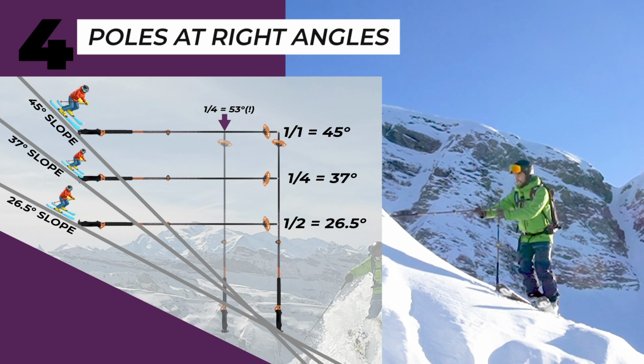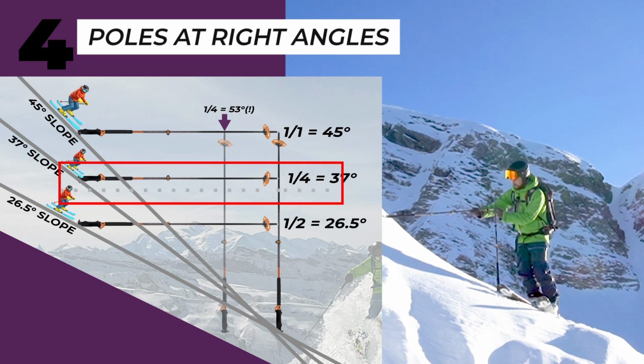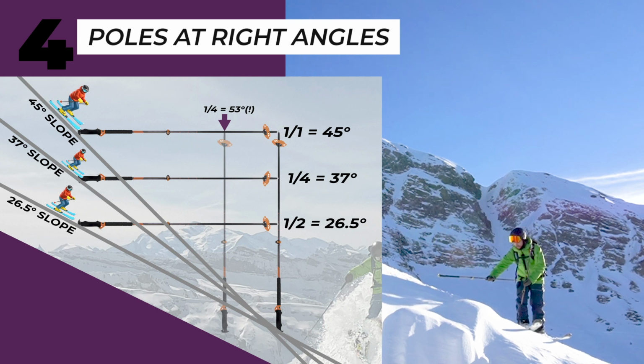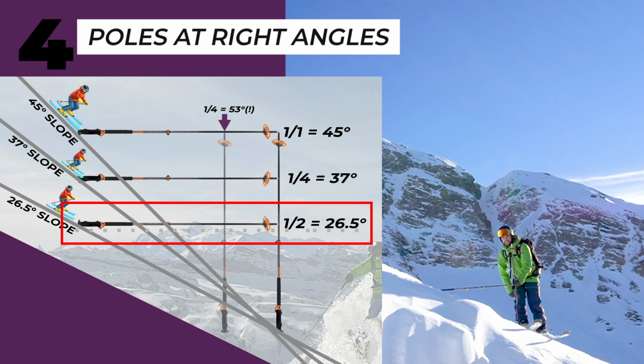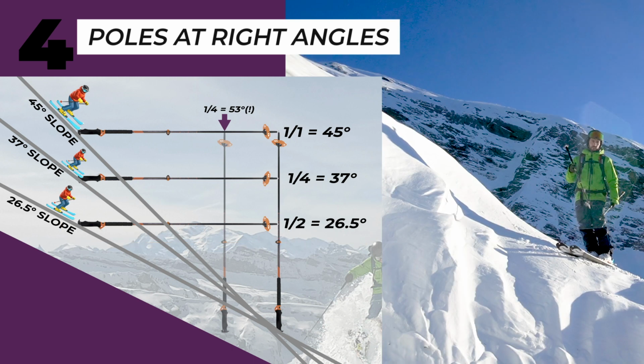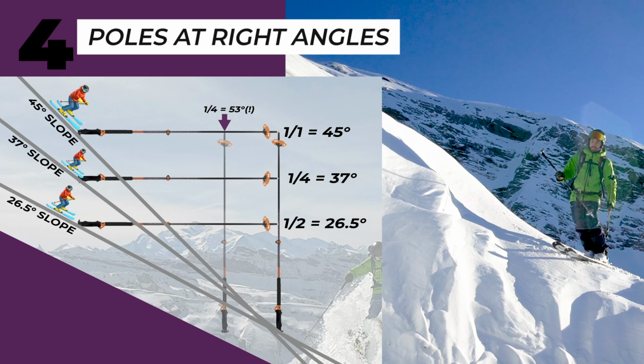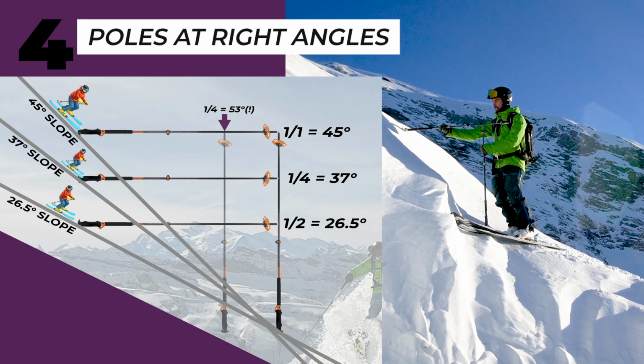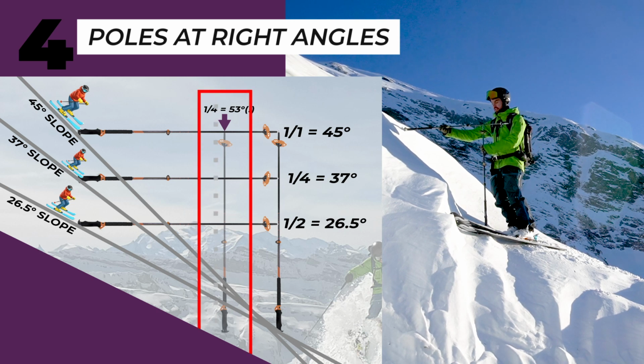I make that right angle again and I'm on the quarter point, which is here where my left hand is, then that's going to be about 37 degrees between the poles. And if I come to a less steep bit again and the right angle comes to the halfway marker on the other pole, then that's about 26.5 degrees. Or if you're in really steep terrain and it is more than 45 degrees, and we've come to the quarter marker in this direction, then that is more like 53 degrees between your poles.